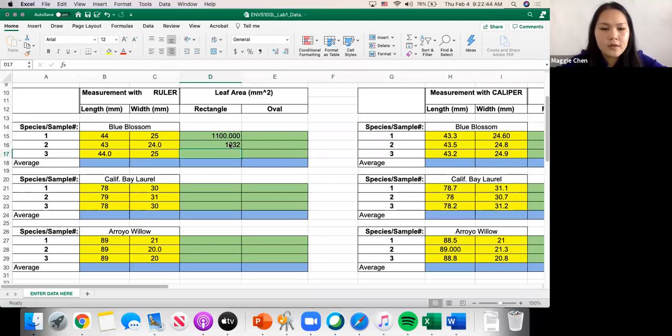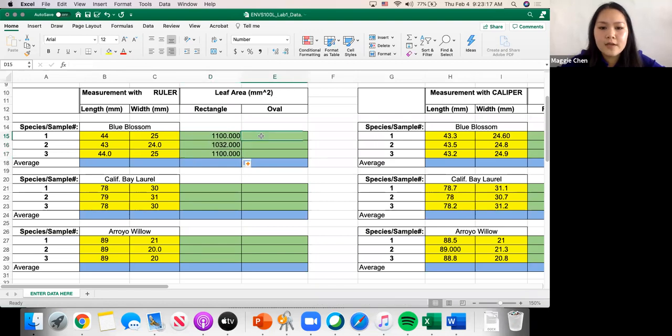Either one works. But from here, since you won't really need to type it in every single time, you can hover over this cell that we've just typed in, and when the plus sign where our cursor is changes from white to black, you can click and drag, and it would autofill those formulas for us so we don't have to type it in every single time. And this is the leaf area for our rectangle.